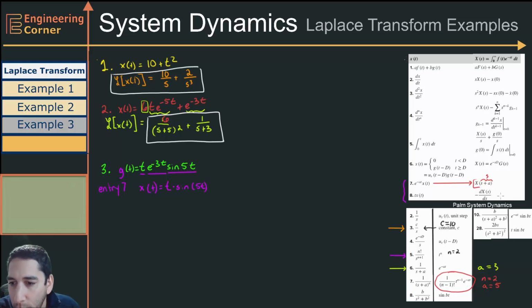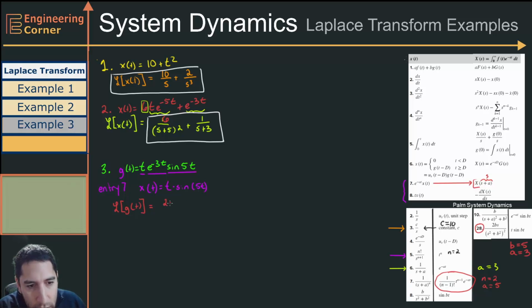Fine. So when we look through our table, we see entry number 28 is what we're going to be using. Here, b is going to be equal to this 5 from the sine. We also need to keep track of an a from this s plus a, and this a is equal to the 3 from this e to the minus 3t. Okay, so the Laplace transform of this function, g of t, we just need to read this entry out.